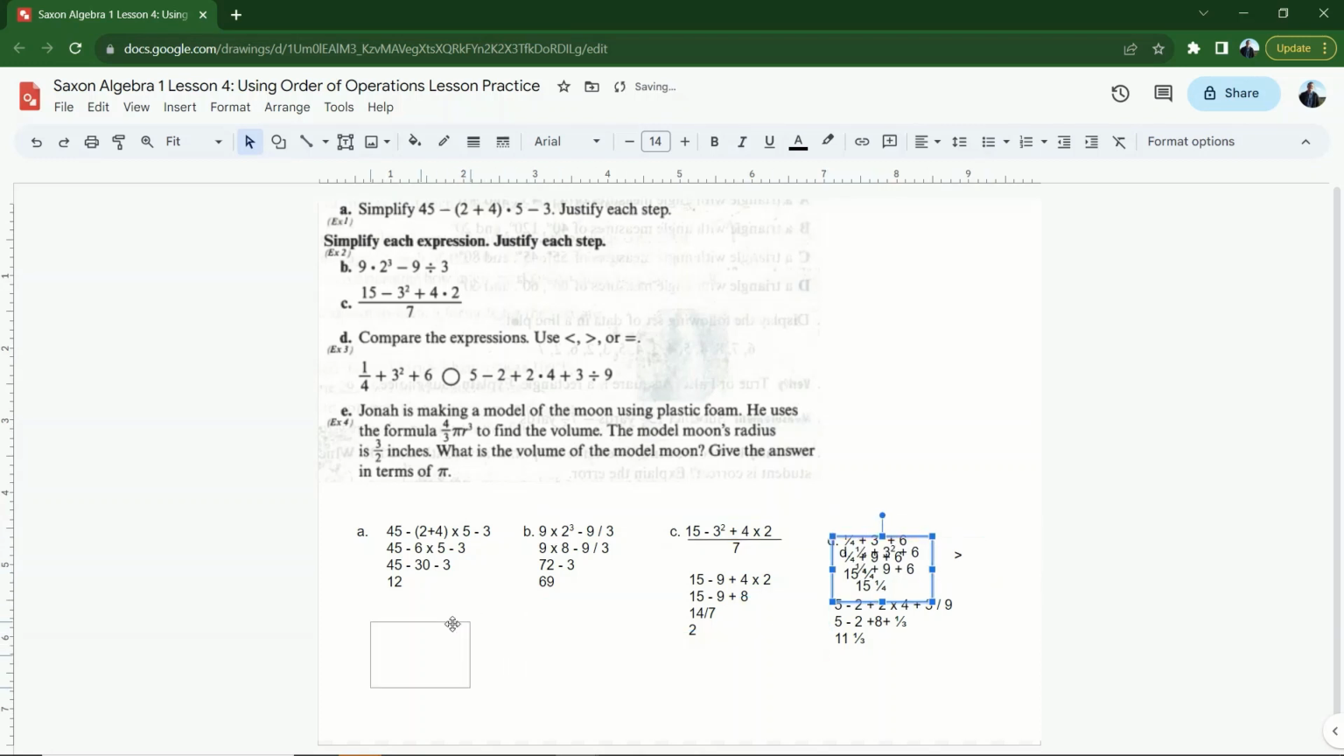Letter E is one that looks a little complicated at first, because it looks like we're going to have to use some complicated equations and math, but it's really not that bad. Jonah's making a model of the moon, and uses the formula 4/3 pi r cubed to find the volume. The model moon's radius is 3/2 of an inch. What is the volume of the model of the moon? Give the answer in terms of pi.